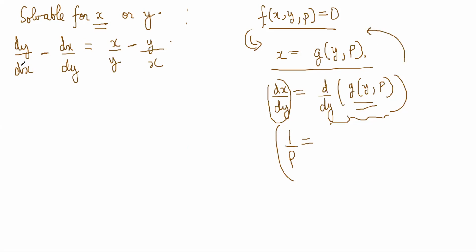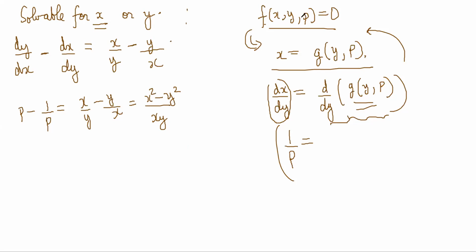So let's see. So here it will be p minus 1 by p is equal to x by y minus y by x, right? So that becomes x square minus y square by xy, right? But the method for this and for solvable for x or y is the same, right? In this case also we take dy by dx as p and then proceed. Dy by dx is p is generally true for all of these because p is being used here.